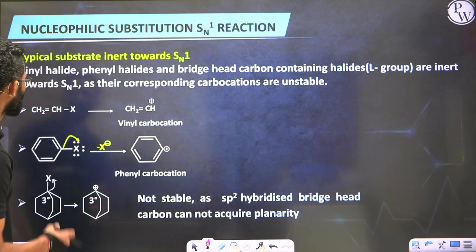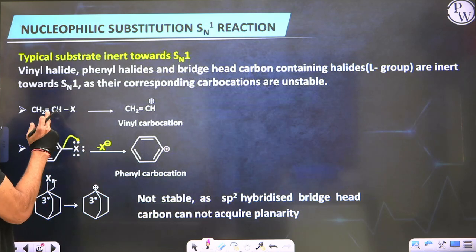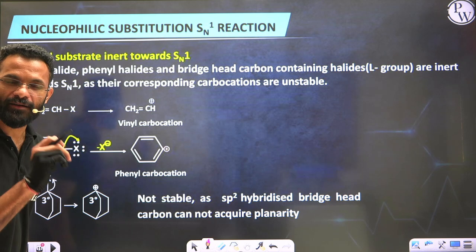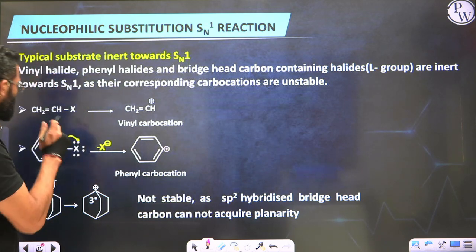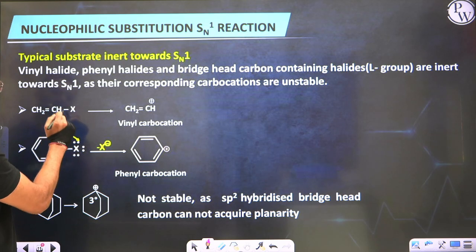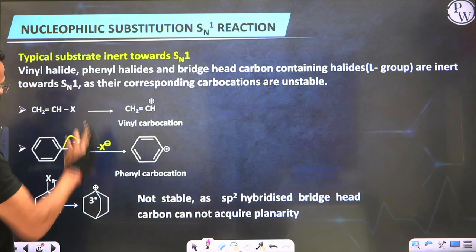First one is vinyl halide. Look at this, everyone. What is vinylic carbon? The carbon which itself is sp2 is called vinylic carbon. So imagine you had ethene. You substituted one H with the halogen, so you got vinyl halide.